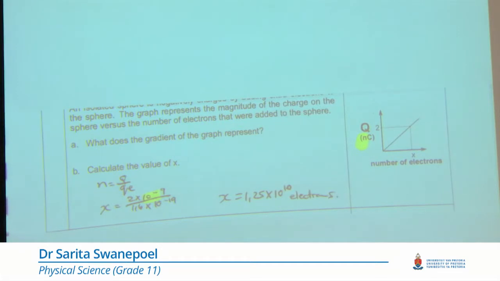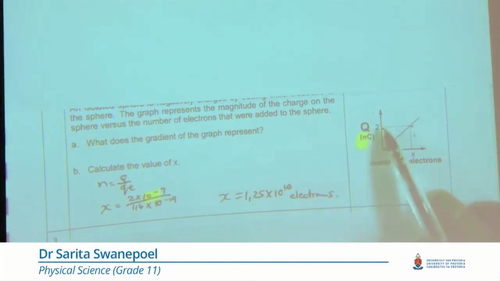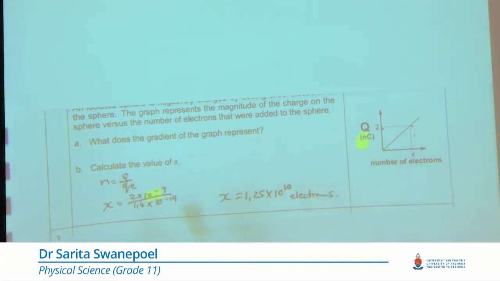Right. So you can just say x is the number of electrons that give you a charge of, and remember when they give it in graph, you have to look at the unit on the graph. The 2 they gave us was 2 nanocoulombs, right? So you have to convert to coulombs. You have to 10 to the minus 9 to get back to coulombs, right? And then it's just division.